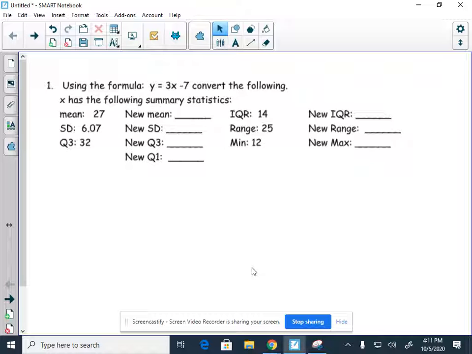Okay, this is the review for Chapter 5. So I'm going to go through the review plus a couple other bonus problems in the middle to make sure that if you're watching it, you get a couple things extra. So we're going to go through number 1.